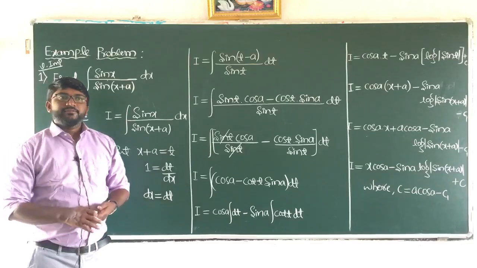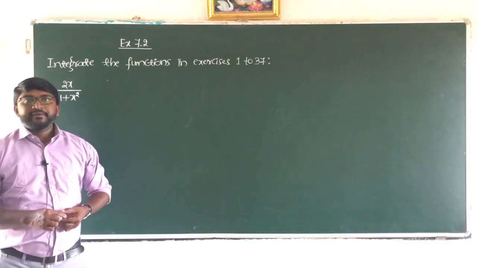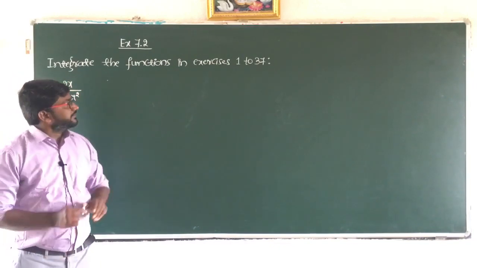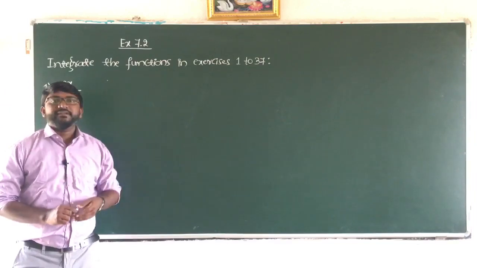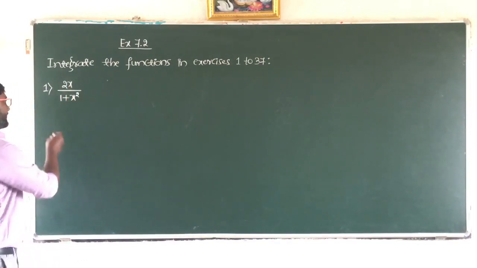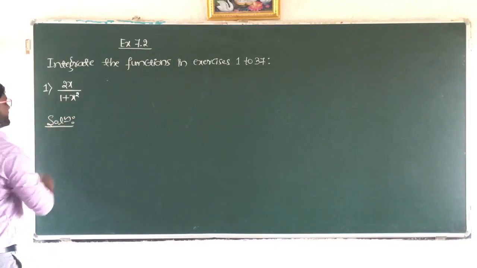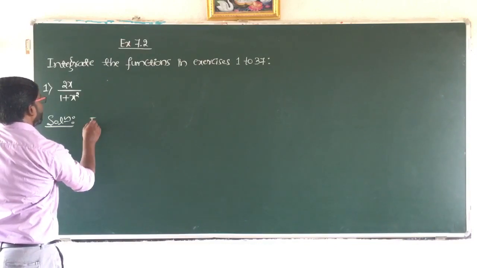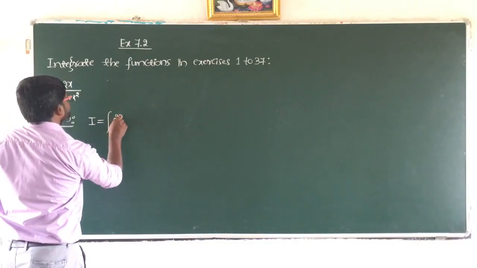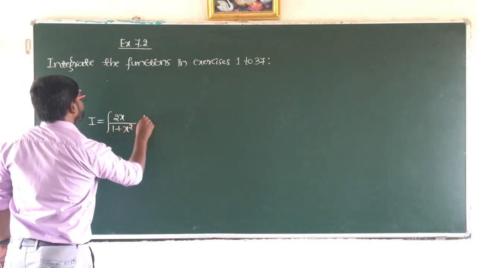You have to solve the first and third example problem. Well, let us start with the exercise 7.2. The common question is: integrate the functions in exercises 1 to 37. In that, the first one is 2x divided by 1 plus x square. So I take this as I, which is equal to integral 2x divided by 1 plus x square dx.